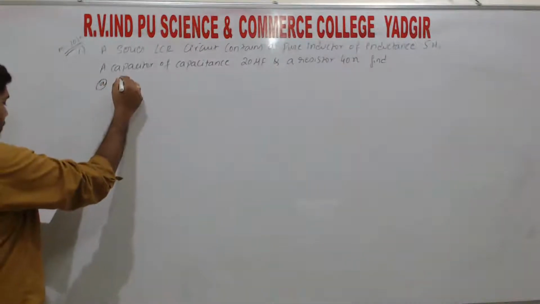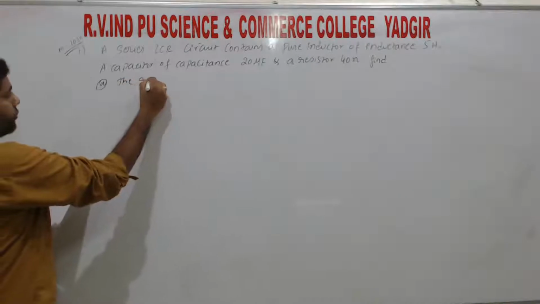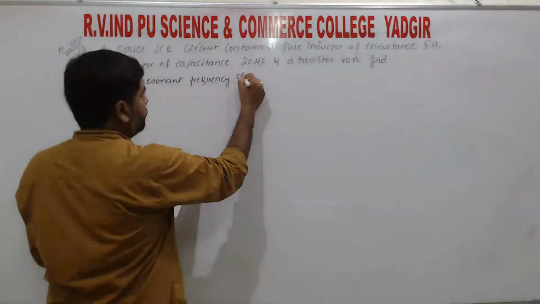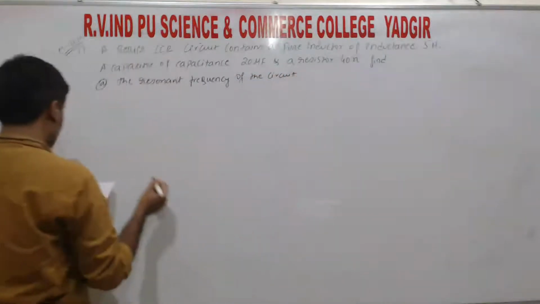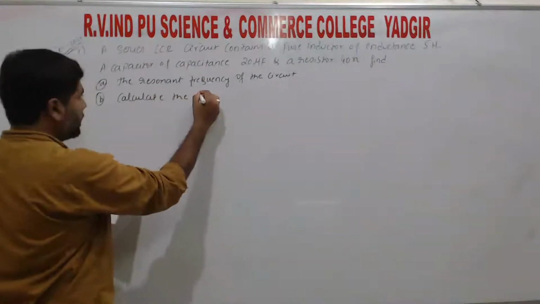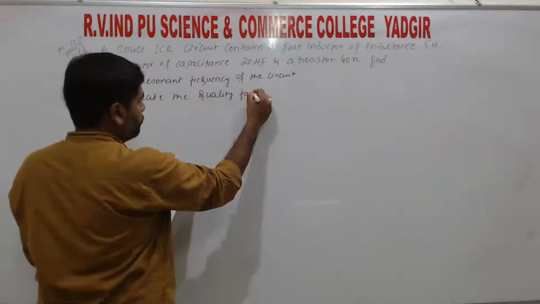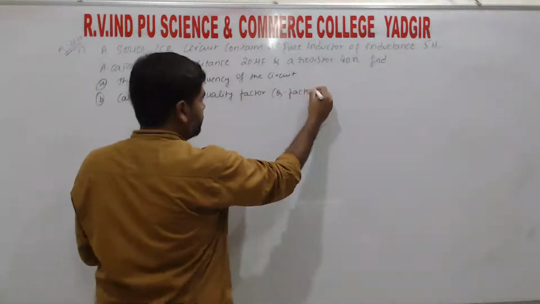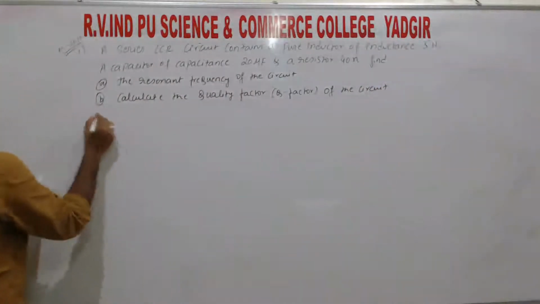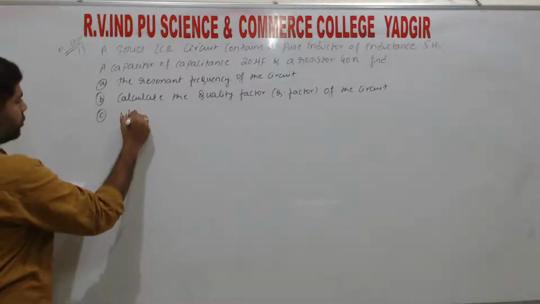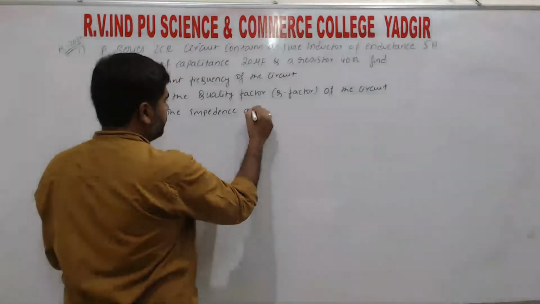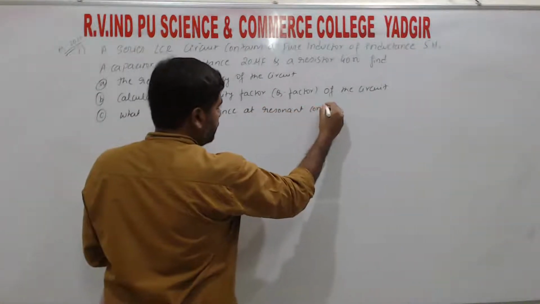So in the first one, A, calculate the resonant frequency of the circuit. B, calculate the quality factor or Q factor of the circuit. C, what is the impedance at resonant condition?